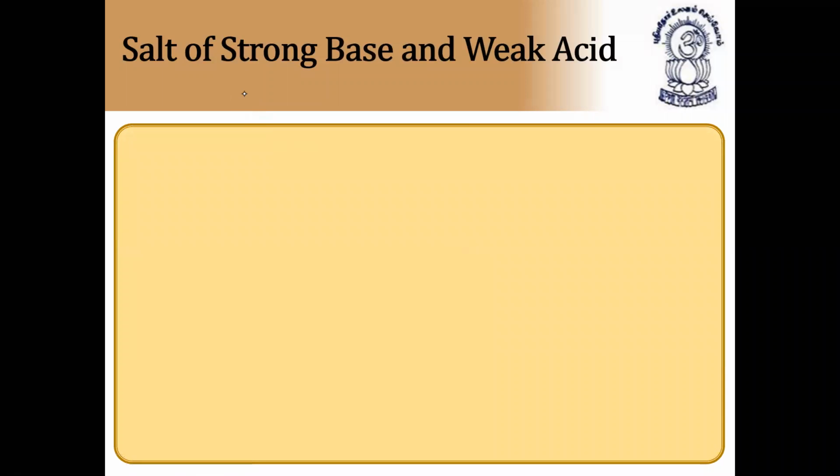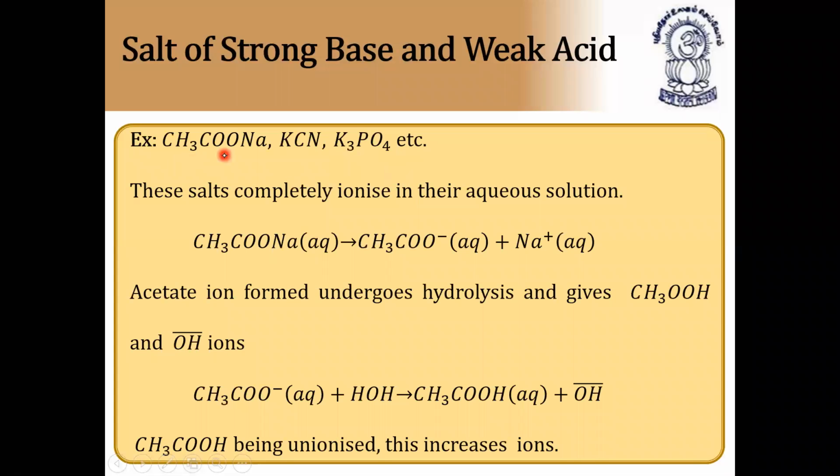Next type of salt is nothing but what? Next type of salt, it is salt of strong base with weak acid. Salt of strong base with weak acid. Examples: sodium acetate, potassium cyanide, potassium phosphate, etc. These salts completely ionize in the aqueous solution by giving anions as well as cations.